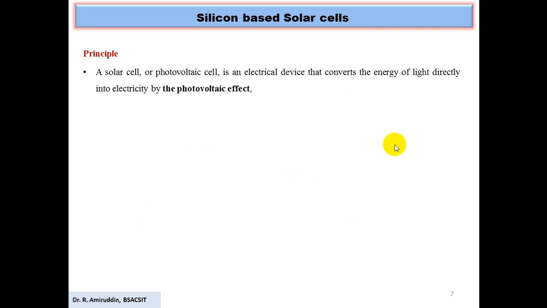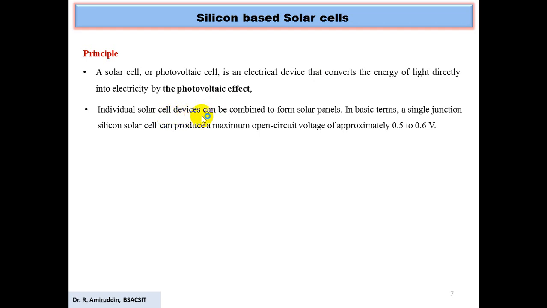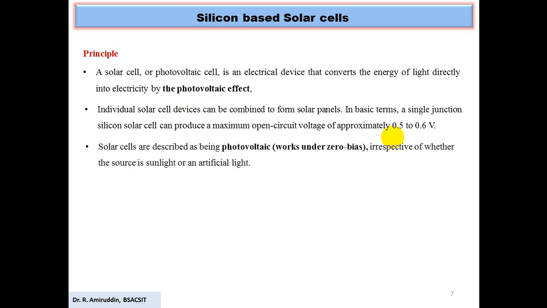So the principle of silicon solar cells, or any solar cell, is photovoltaics. It is an electrical device that converts light energy into electricity. Individual solar cell devices can be combined to form solar panels, and in basic terms, a single junction solar cell can produce a maximum open circuit voltage of 0.5 to 0.6 volt. And solar cells are described as being photovoltaic, which means the device works under zero bias condition, whether from sunlight or any kind of artificial light.